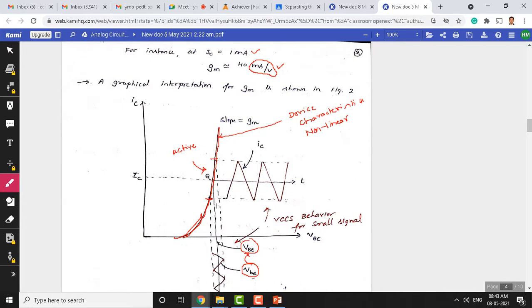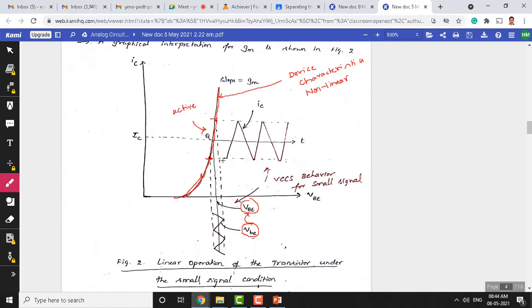Next we have shown the graphical interpretation of the transconductance. At the Q point, the operating point, this is the device characteristic we have plotted for the BJT, a graph of VBE versus IC. Then we have superimposed an AC signal, as you see at the bottom, which we have denoted as VBE. For this AC signal, the DC voltage capital VB has been added, so that the AC signal gets lifted to the operating point, which is the Q point here.